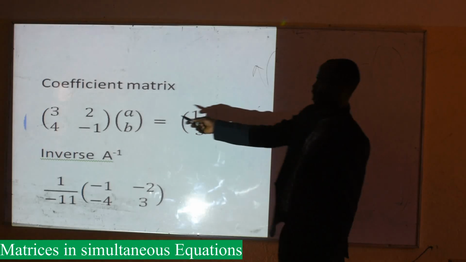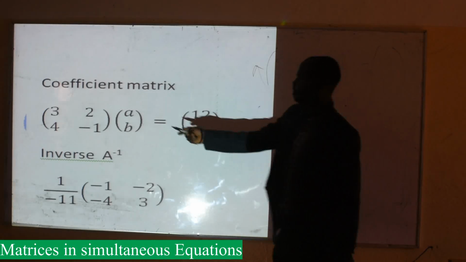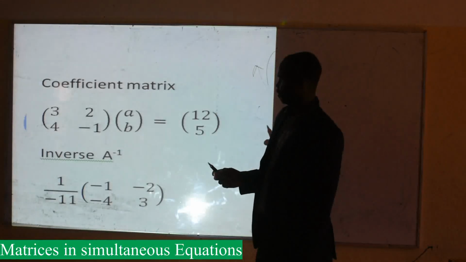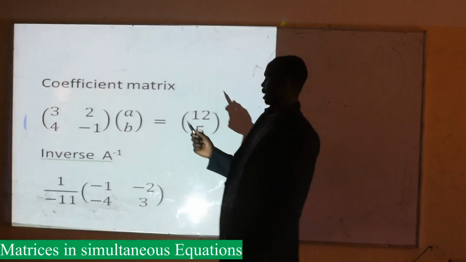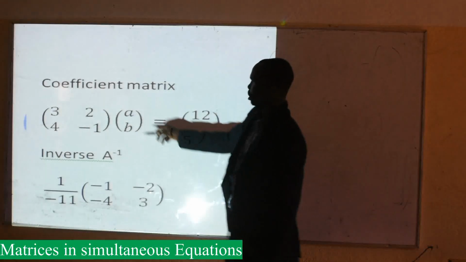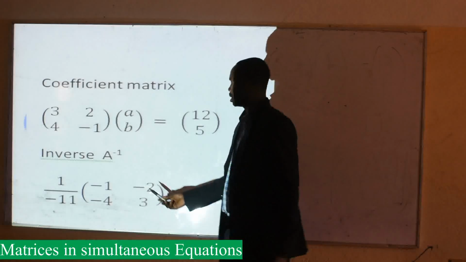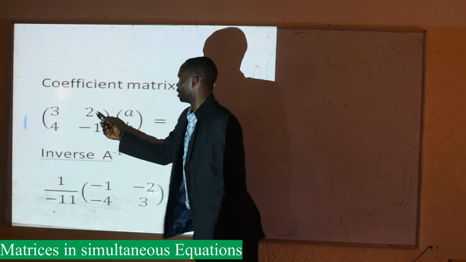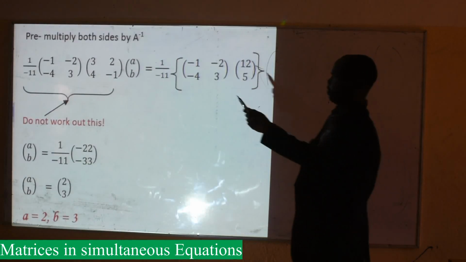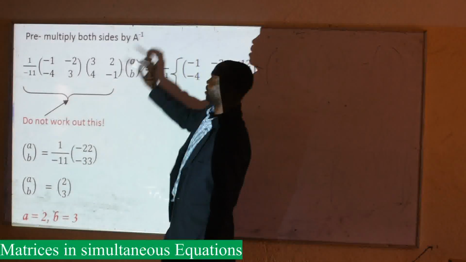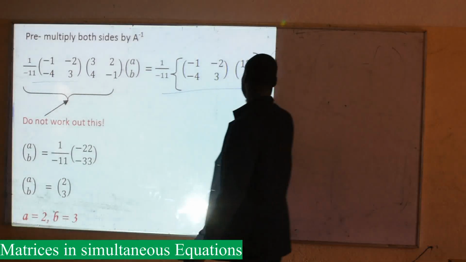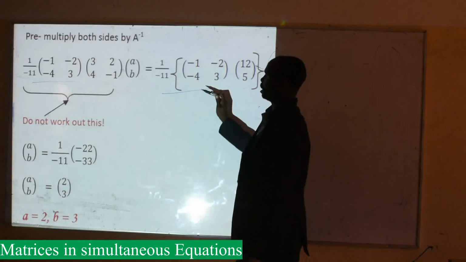So this is the coefficient matrix. The inverse of this one: 3 multiplied by -1 is -3, minus 8 is -11, into this, where you interchange this and this, and make negative the 2 and the 4, as they have done. Then we multiply both sides by A inverse, here by this inverse and here by this inverse. When you have done that, then you work out.